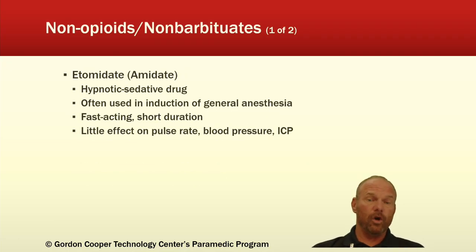So, non-opioids or non-barbiturates: we'll talk about etomidate. That's really a big go-to drug in emergency settings. Etomidate is a hypnotic sedative that's used to quickly induce general anesthesia while maintaining hemodynamic stability. So why do we use it? It's fast acting, it works quickly, making it ideal for RSI. Short duration, it wears off quickly, which is useful for procedures requiring temporary sedation.